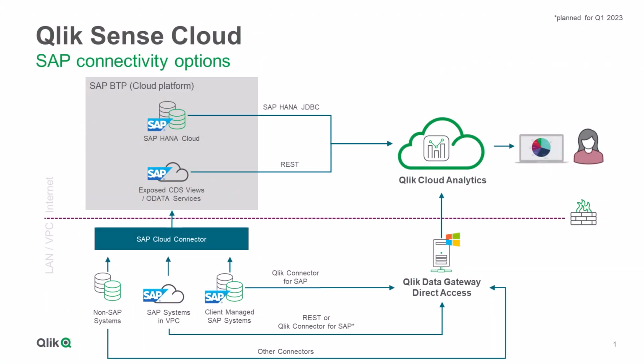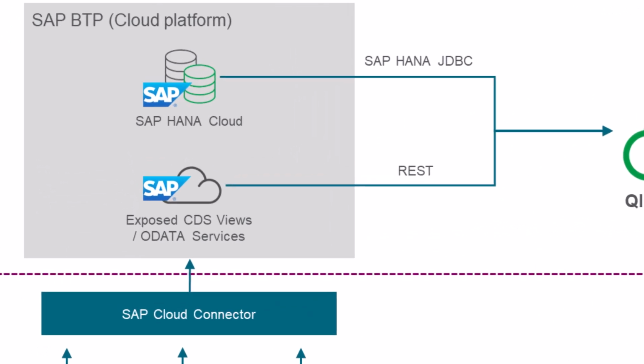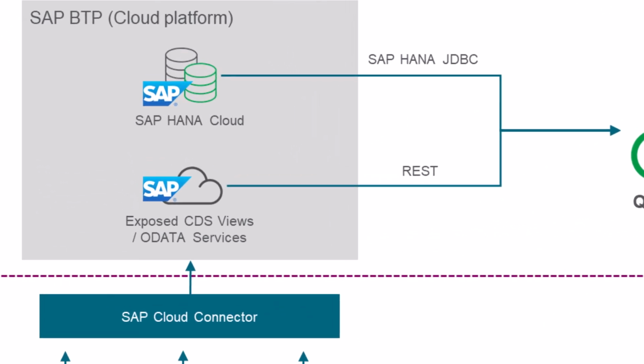On this slide, we see the different options to connect to ACP systems from Qlik Cloud Analytics. Qlik follows ACP's best practices to expose ACP data to third-party applications. The customer can choose which way to go, through exposing within the ACP Cloud Platform or using our secure gateway. Regarding ACP Cloud Platform, ACP HANA Cloud could be connected through the ACP HANA JDBC connector and expose CDS view or data services through a REST connection.